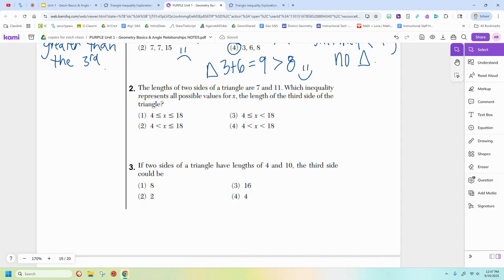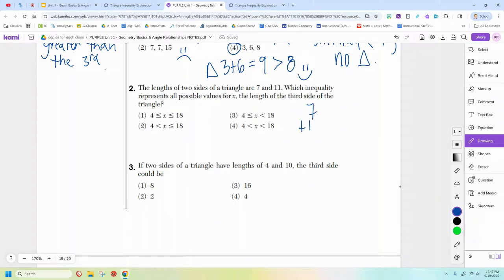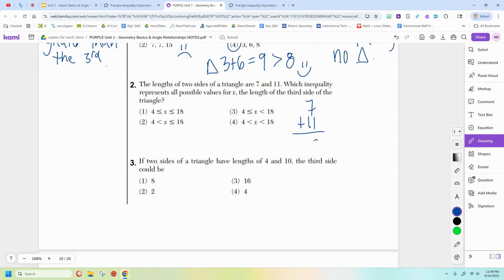The signs. So what sign did we have to make the inequality work? Was equal okay? No. Equal was bad. So we want 7 plus 11. What's 7 plus 11? 18. So if 18 is greater than the third side, we're good. But that third side is an x. So we want x to be less than 18, right?